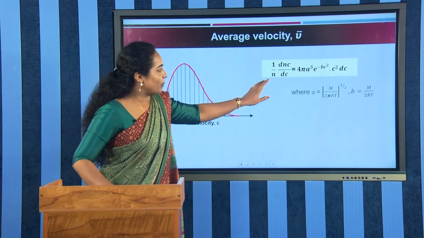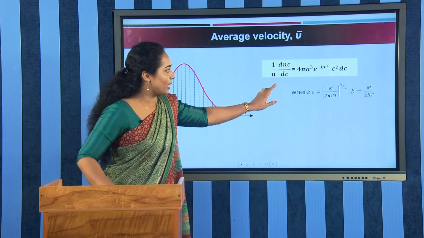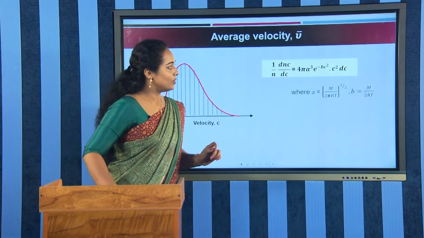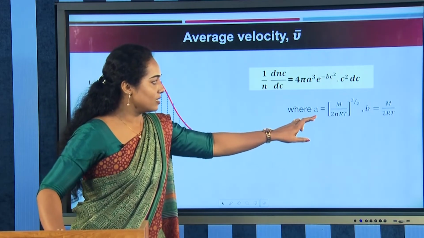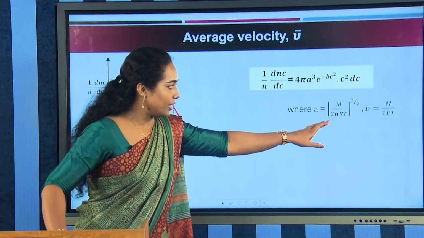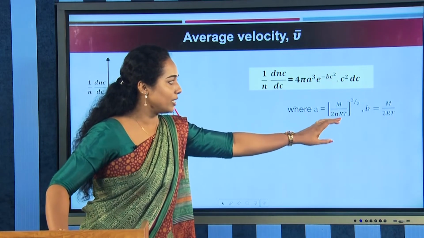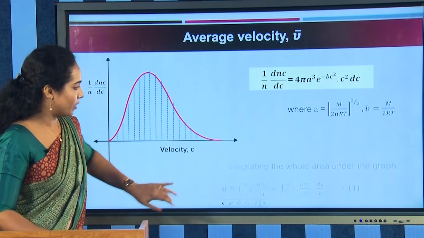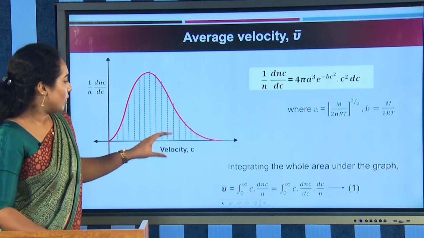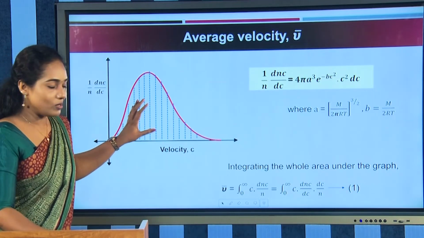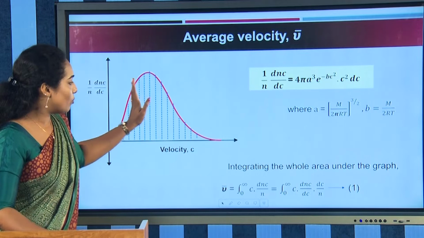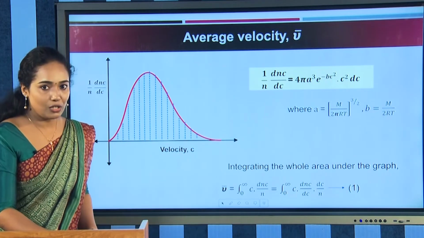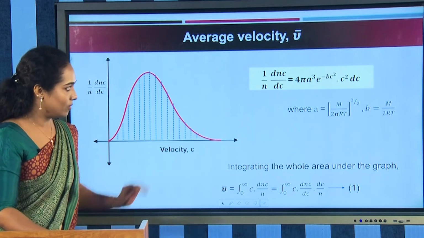Okay. We have the Maxwell relation 1 by n dnc by dc is equal to 4 pi a cube e raised to minus b square into c square dc, where a is substituted for m divided by 2 pi RT raised to the power 3 by 2 and b equal to m divided by 2RT. Okay. And now, we know that to find the average velocity, we need to integrate the whole area under the graph, right. So, we are applying that condition to our Maxwell's distribution relation.